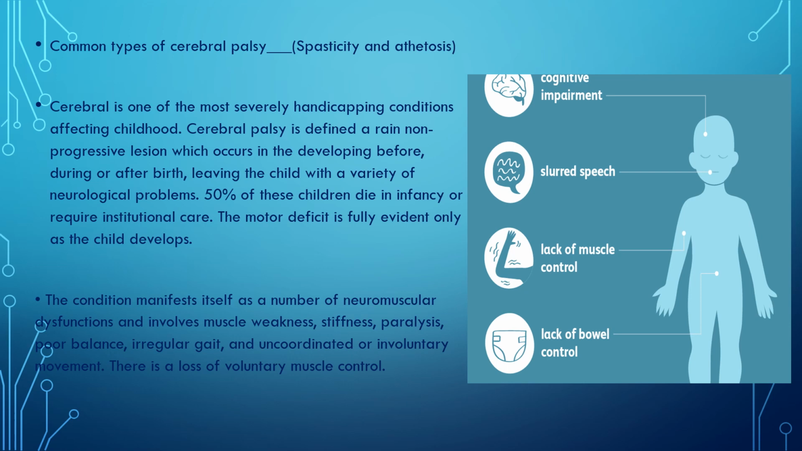So in all, there is a defective cognitive impairment in the brain, which leads to slurred speech, lack of muscle control, and also lack of bowel and bladder control in such patients. The other features of this cerebral palsy are paralysis, poor balance, irregular gait, and uncoordinated or involuntary movement that can be a loss of voluntary muscle control also.